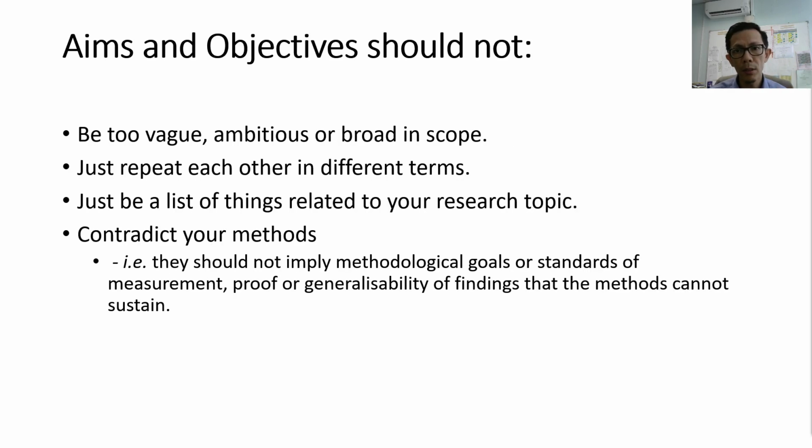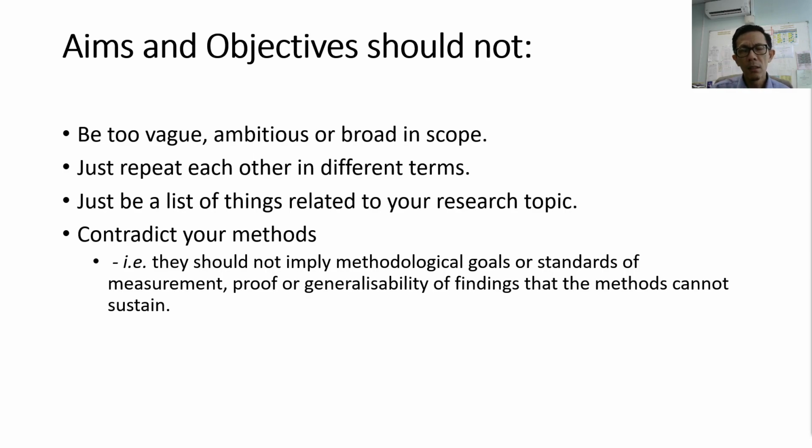But be careful, all right? Be careful. Aims and objectives should not be too vague. It should not be too ambitious, and it should not be too broad. And you should not repeat each other in different terms, all right? And it should not be just a list of things related to your research topic. And aims and objectives should not contradict your methods, right?